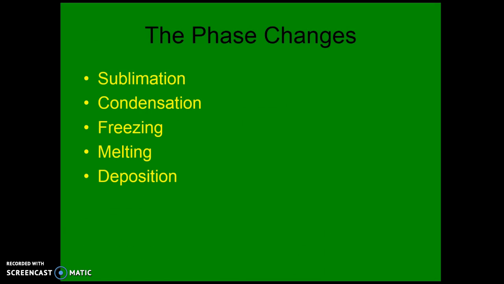There are multiple different types of phase changes. We have sublimation, condensation, freezing, melting, deposition, vaporization, and evaporation. Now, you are familiar with some of these, maybe not with the term that's being used, but you do know what some of these are if I was to give you some examples for it.